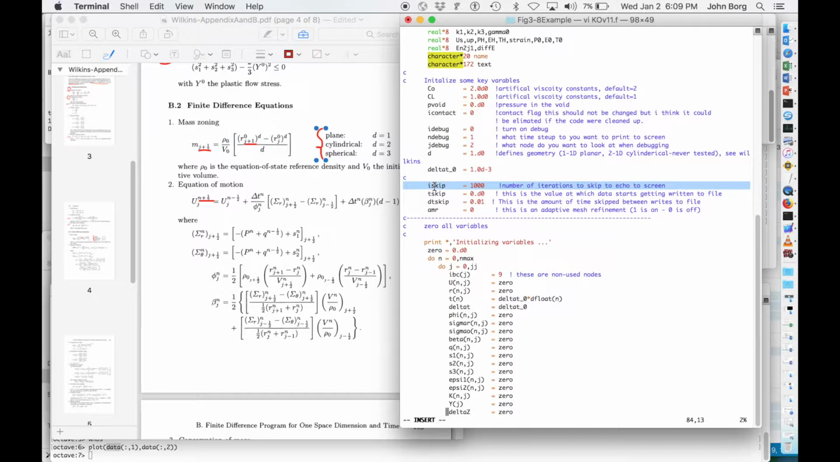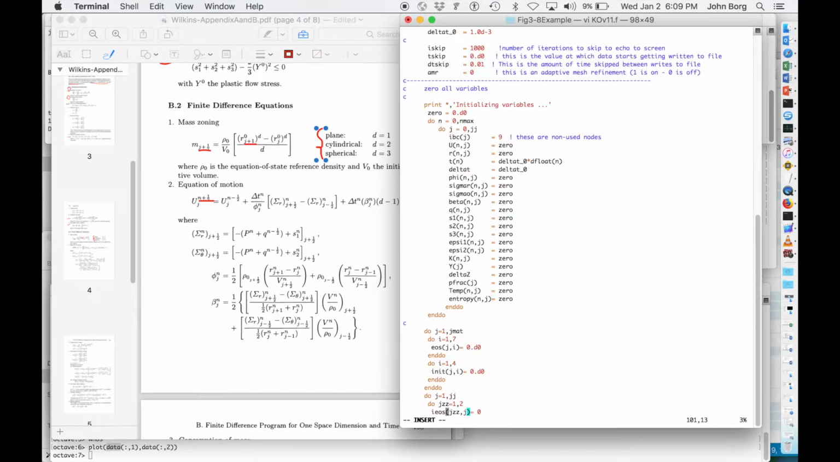Now these are kind of obvious: the number of iterations to skip before you echo to screen. You don't want to write to screen too much. That I/O is costly. And then this value is how many time steps you want to skip before you start writing to file, and then how many skips you want to do after you start writing to file. And then this AMR I've never really developed, but it's supposed to be some adaptive mesh refinement.